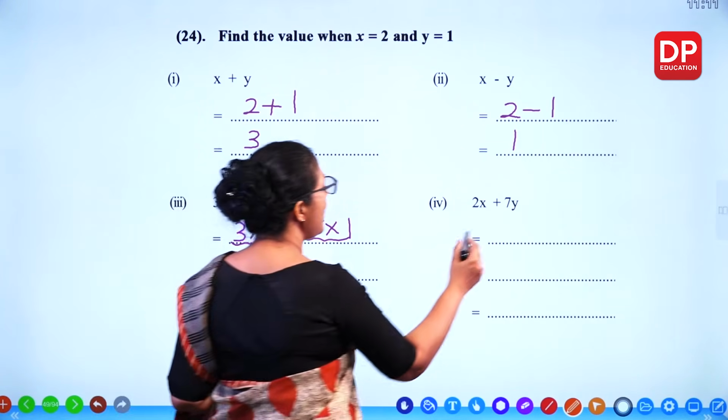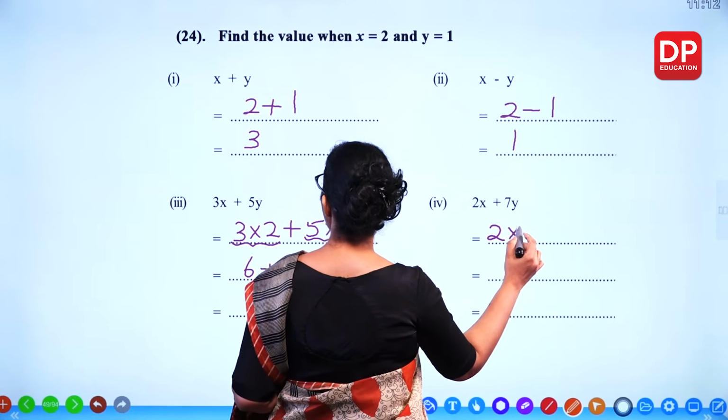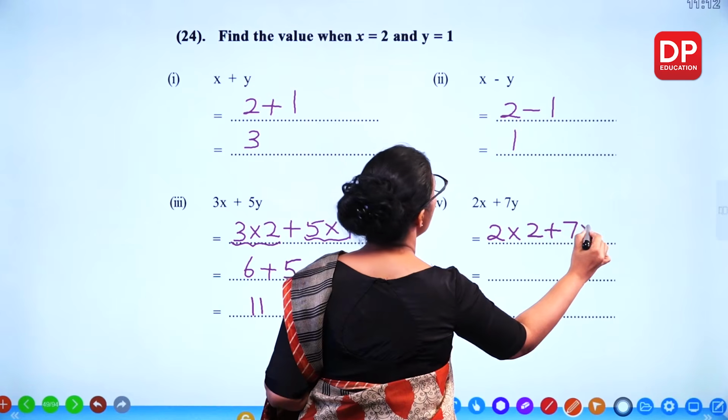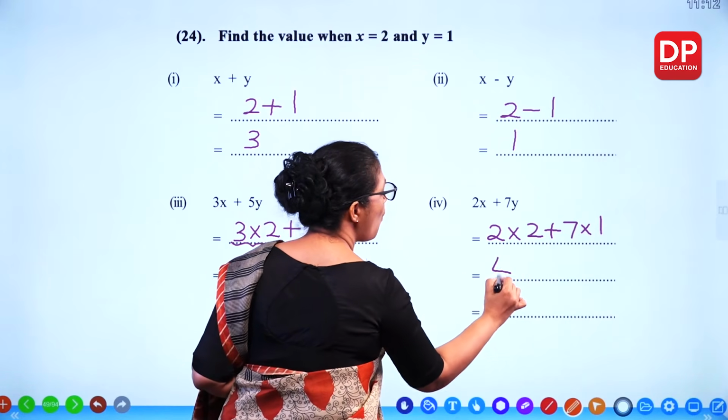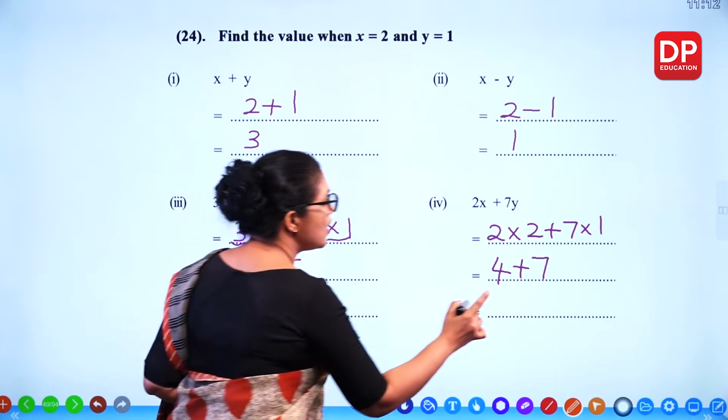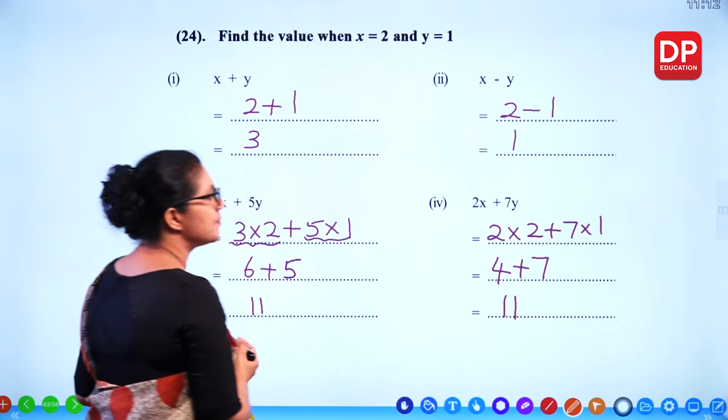2x plus 7y. 2 times x. x is 2. y is 1. 2 times 2, 4. 7 times 1, 7. 4 plus 7, you get 11.